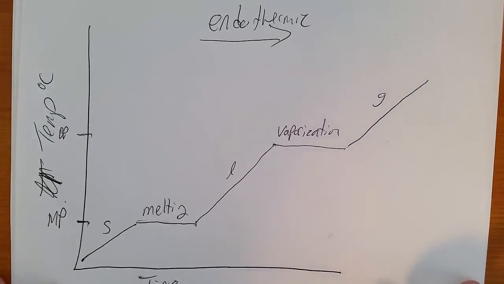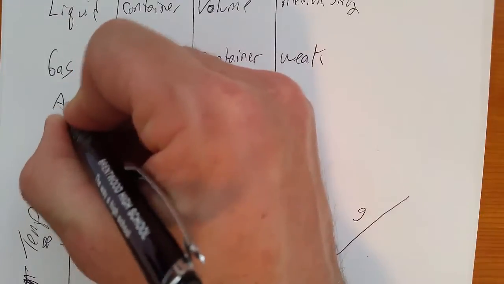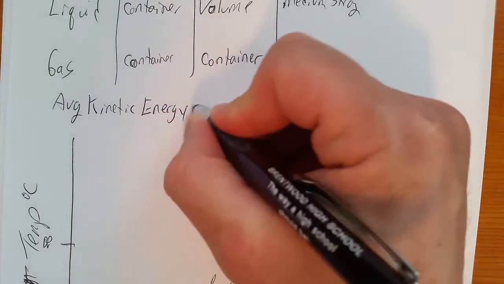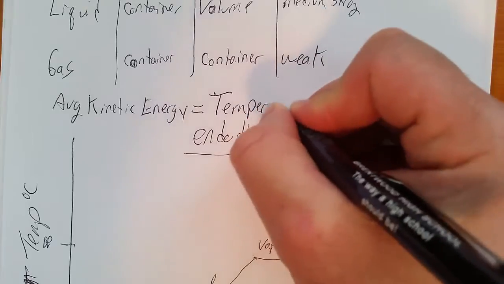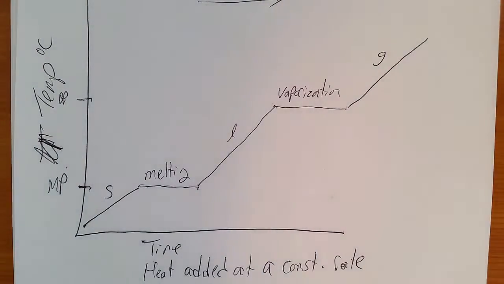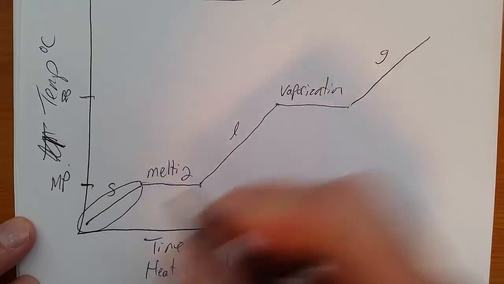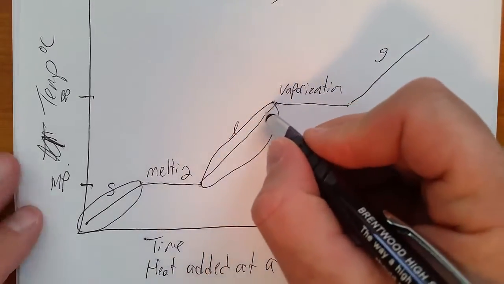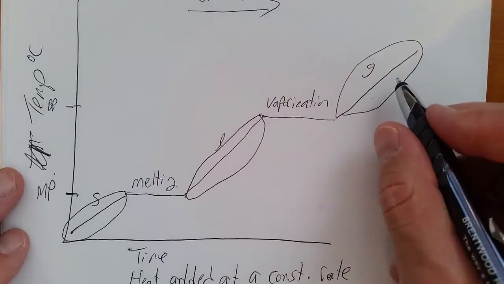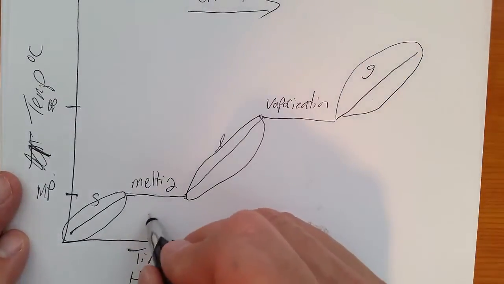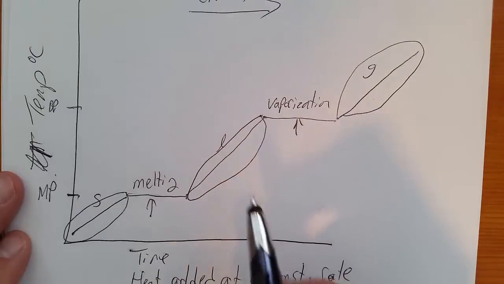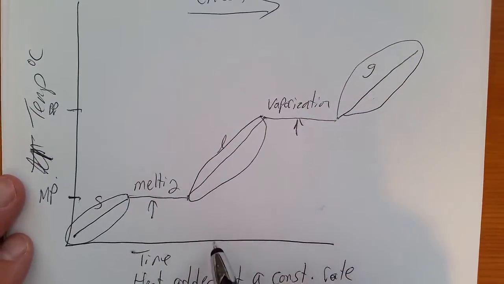Now, very important term to remember is average kinetic energy. And that is measured by temperature. So when temperature is changing, average kinetic energy is changing. So we look back at our heating curve. While it's a solid, here. And while it's a liquid, here. And while it's a gas, here. The temperature is changing, so the average kinetic energy is changing. While it's melting, here. And while it's boiling, vaporizing here, the temperature is not changing, so the average kinetic energy is constant, not changing.